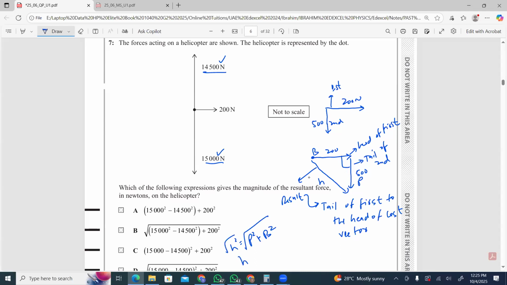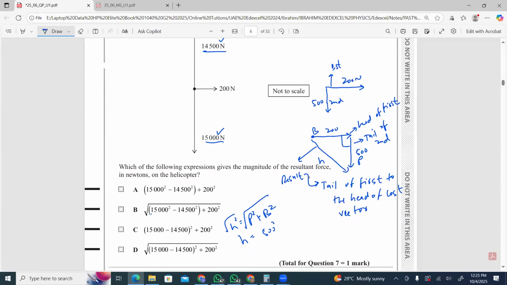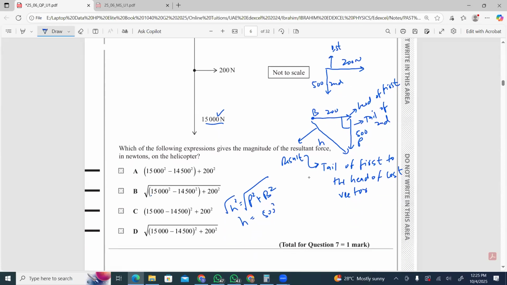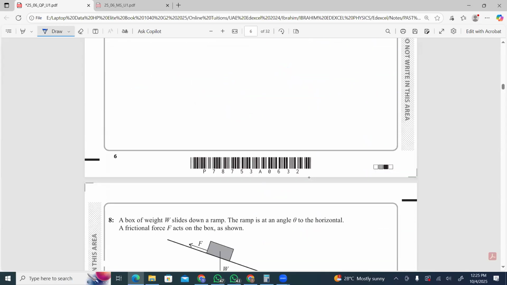You just need to take the square root, and that will be just (15,000 − 14,500) squared plus 200 squared. Okay. So instead, you can just write 15,000 minus 14,500. You need to remember that it is a whole square, not an individual square. Just like that, it is not an option, okay? Be careful. Plus 200 squared. So the option is D.